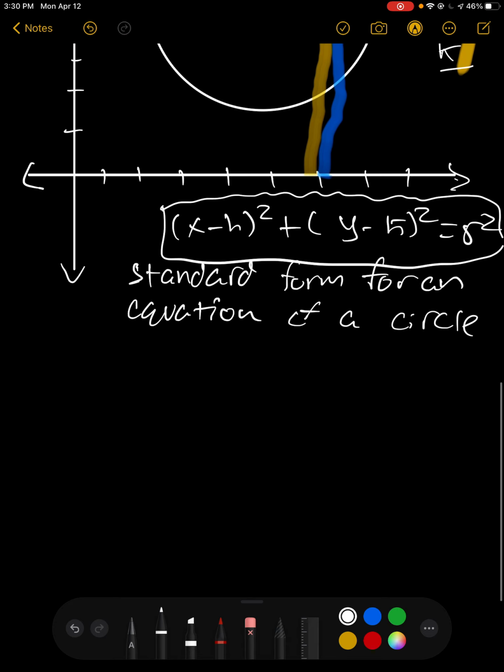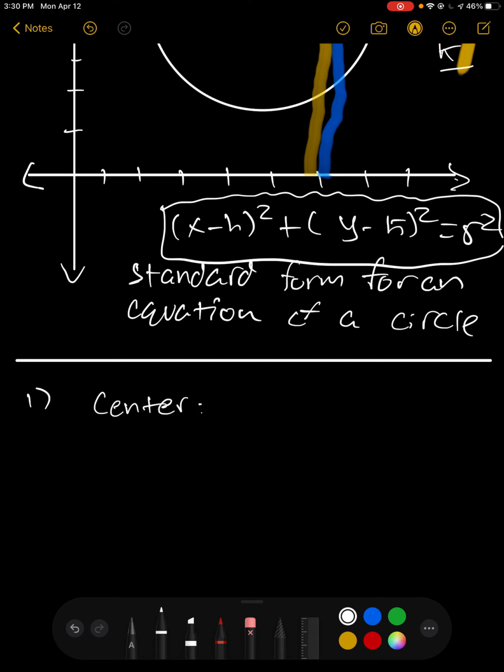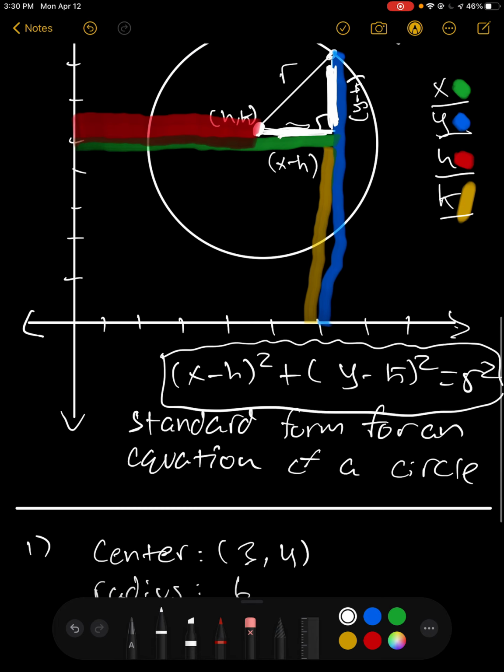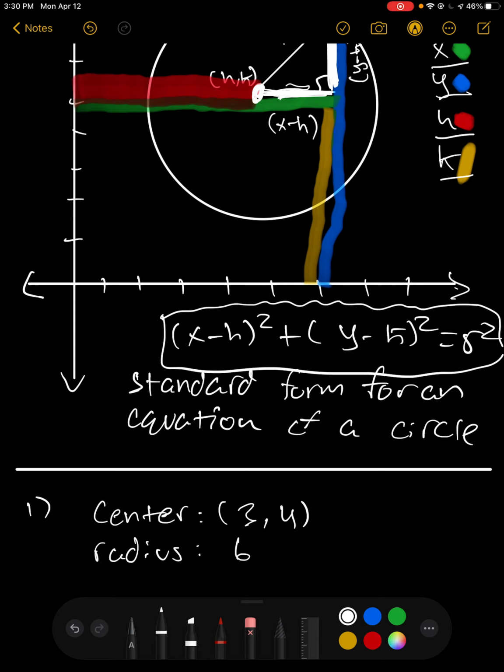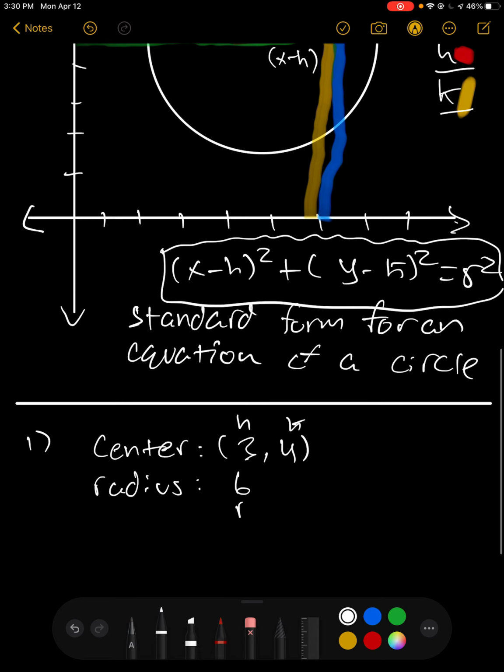Perfect. Okay. So now let's look at an example of this. So we're given that the center of a circle is equal to 3, 4, and the radius is equal to 6, right? So we already know most of these, right? So we called our center h, k. We know that the center here is 3, 4. So we can just substitute in h and k. And we know that the radius is r.